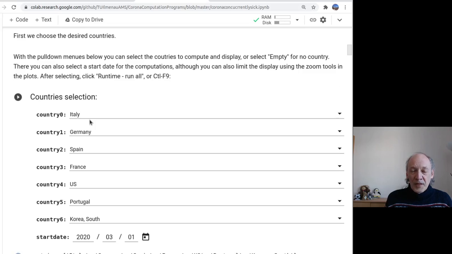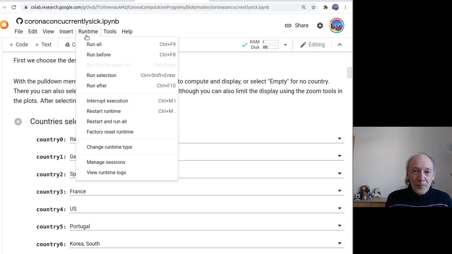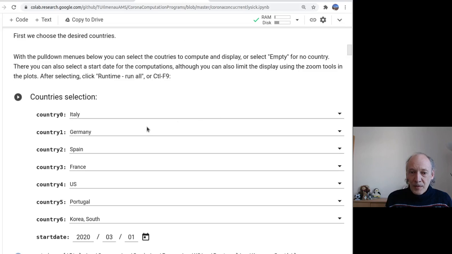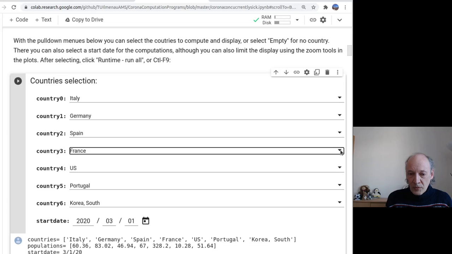And after selecting the countries here, you need to run runtime run all or control F9. So this is something that you can actually see here. Here I have runtime, and then here you have run all, and this lets you run everything. Yeah, so here I have pre-selected some countries, but you can also change them here in this pull-down menu. You have several to choose from, and you also have this empty choice.